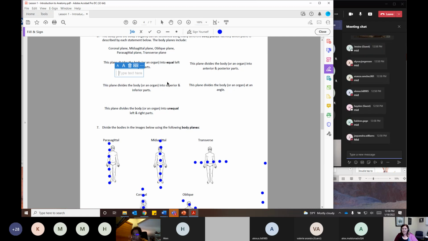Exactly. Yeah. So equal left and right halves would be mid-sagittal. We make a cut in the middle, that makes it equal, which means that if we're doing unequal division, that's going to be my parasagittal plane. Parasagittal, not equal. One is bigger than the other. So if we do a straight up and down cut, that's anywhere except the middle of your body, parasagittal plane.